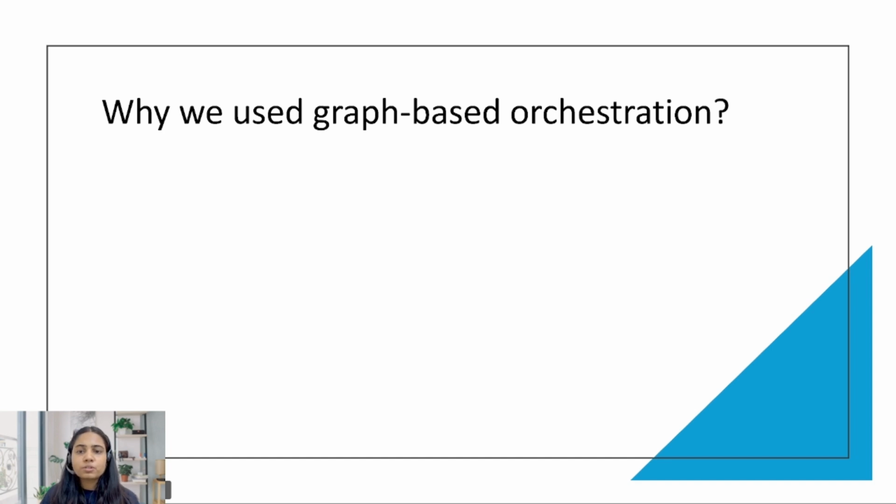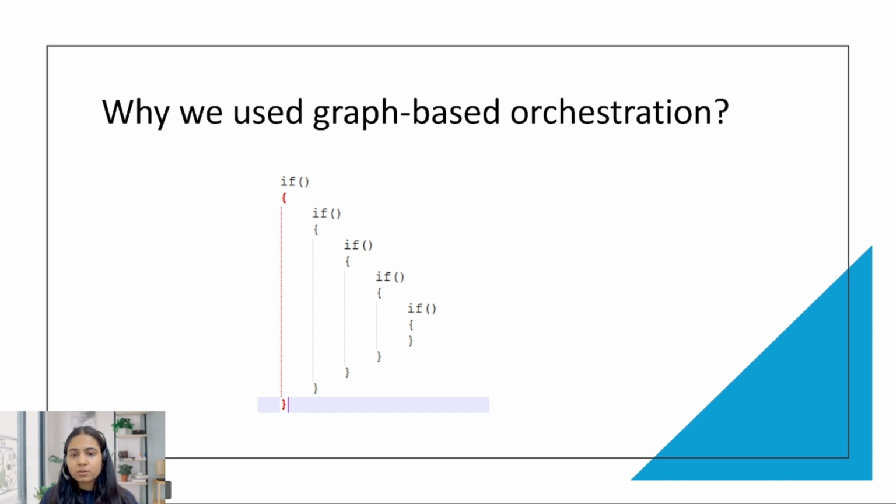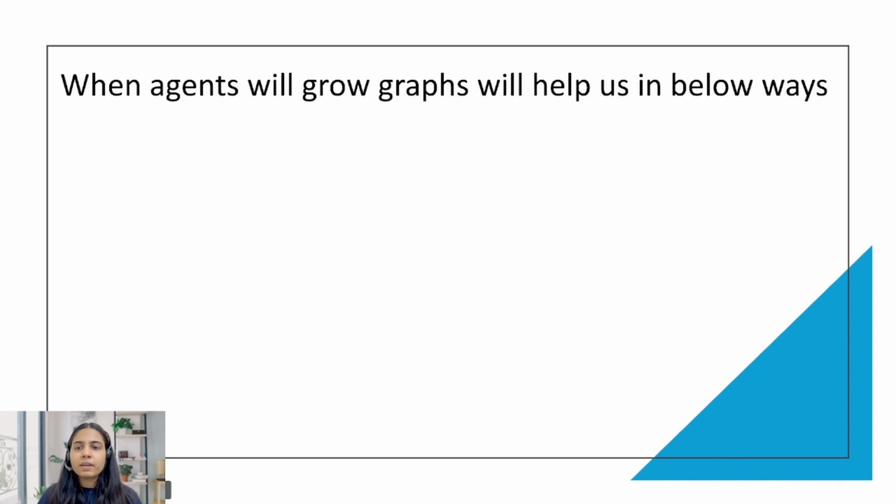Now, why did we use graph-based orchestration over here? Why didn't we just use if-else blocks instead of this graph? We can do it for small scripts, but it breaks down fast once the agent starts growing in complexity. For now, suppose we are writing it like that: if, then another if, nested if-else blocks, and we write those instead of a graph. When agents grow, graphs will help us in the following ways.